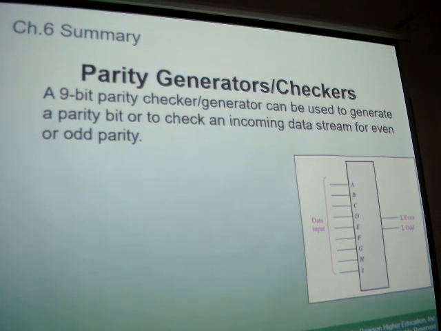This is a 9-bit parity checker or generator. It can be used to generate a parity bit or to check an incoming data stream for even or odd parity. There are nine inputs, 1, 2, 3, 4, 5, 6, 7, 8, 9, and two outputs: the first is the even output, the second is the odd output.